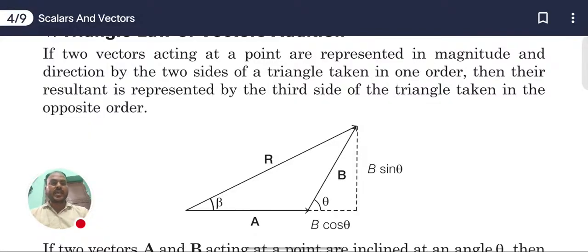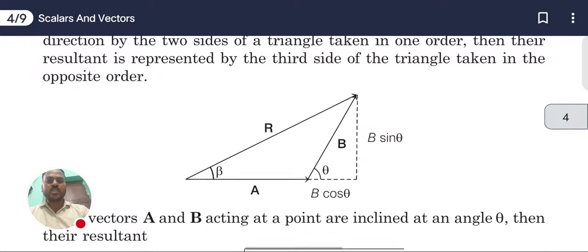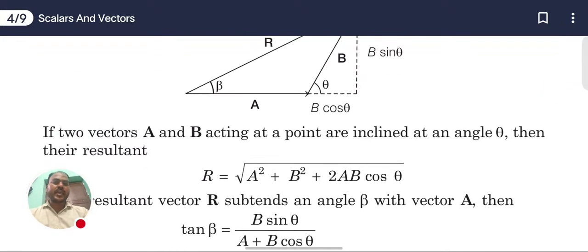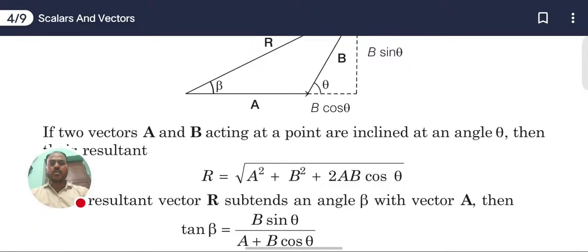Here we can take the components of vector B: B sin theta as well as B cos theta. Now, if two vectors A and B acting at a point are inclined at an angle theta, then the resultant R, capital R we write for the resultant, is equal to root under A squared plus B squared plus 2AB cos theta.